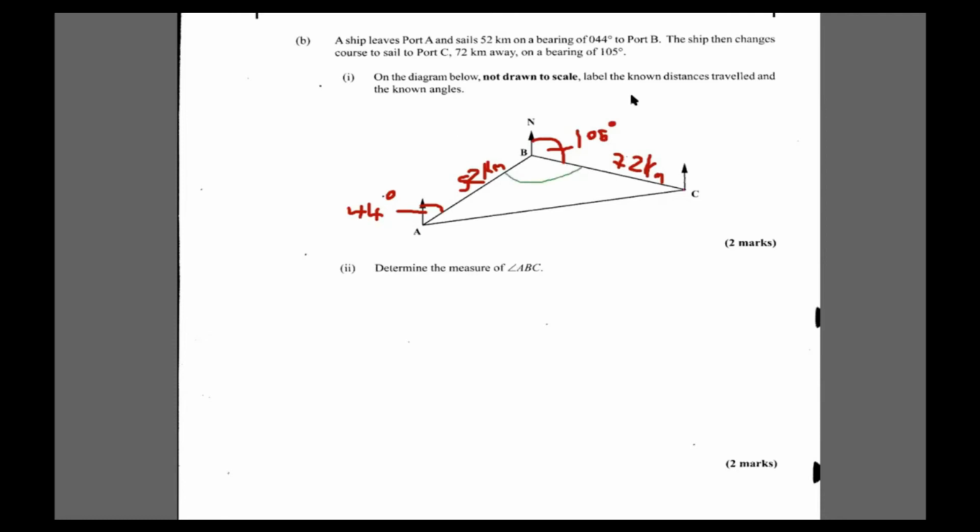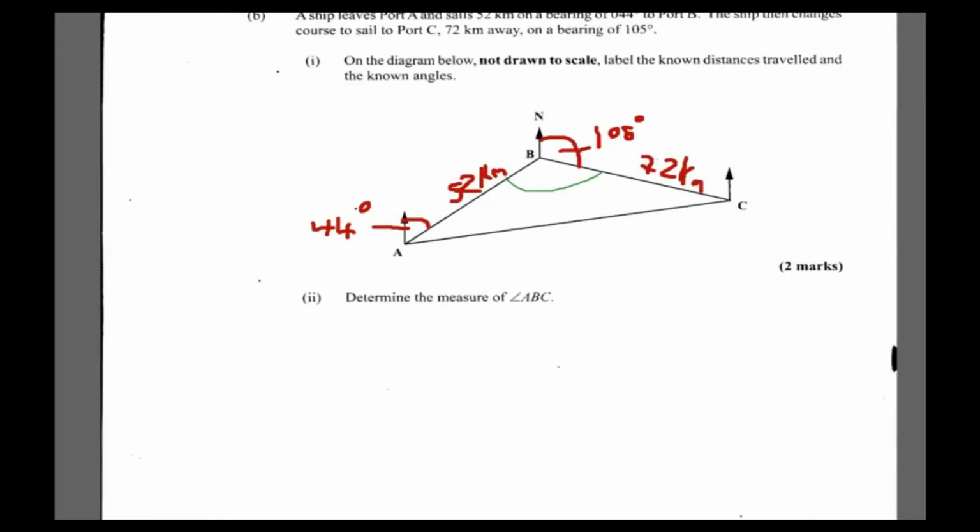Look how we're going to find angle ABC. Let's zoom in a little bit. We're going to split this right here. I'm going to draw a 90 degree line going down. Angles on a straight line sum to 180, and so this portion is equal to 75.